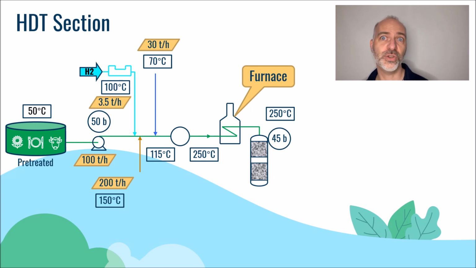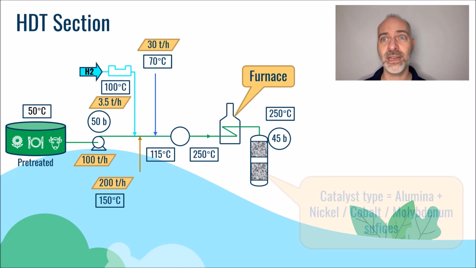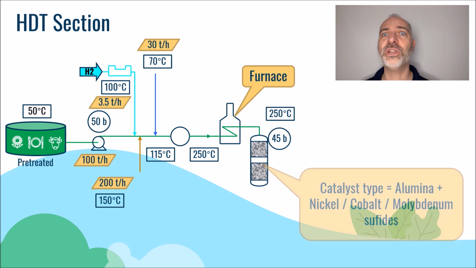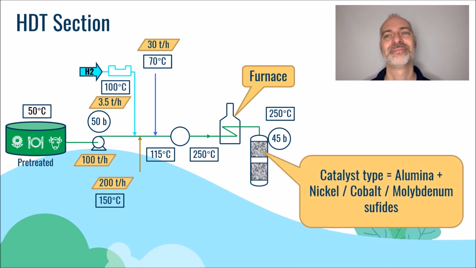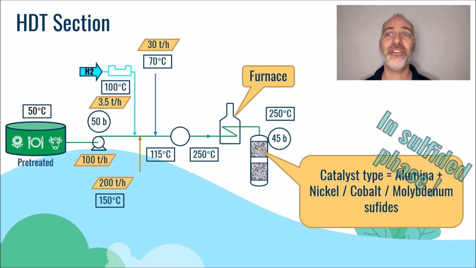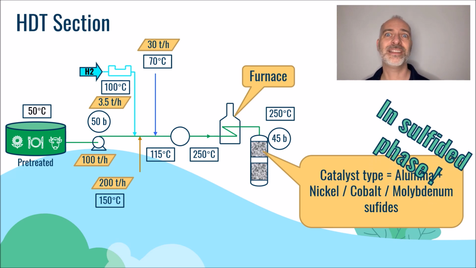The catalyst used is a conventional hydrotreating catalyst, I mean alumina on which nickel and cobalt sulfides are deposited. Note that this catalyst therefore operates in sulfided phase, so we must constantly have sulfur arriving in the reactor to avoid deactivating this catalyst.